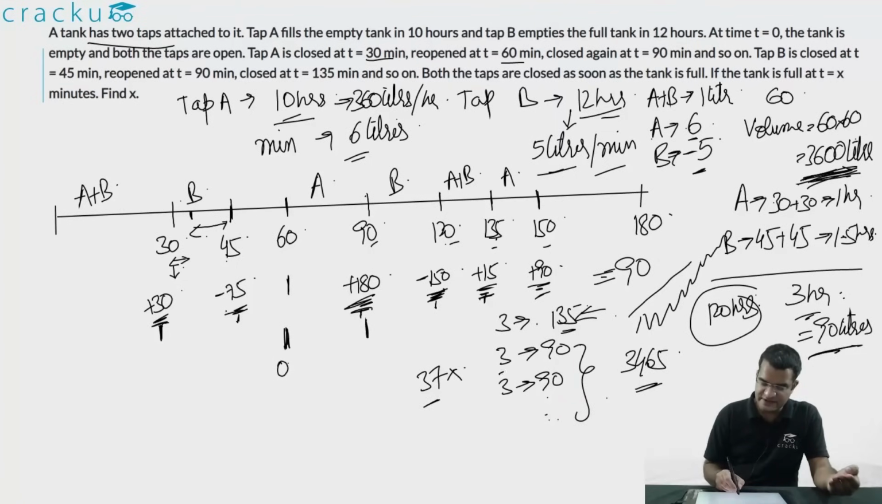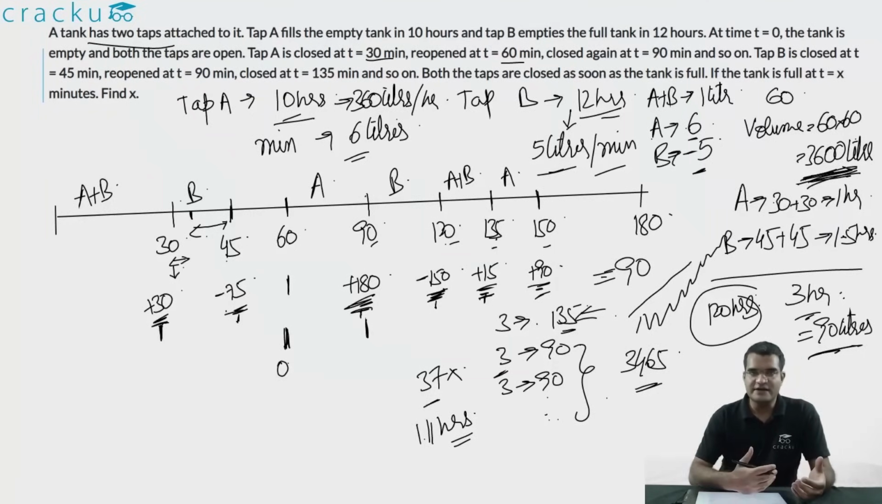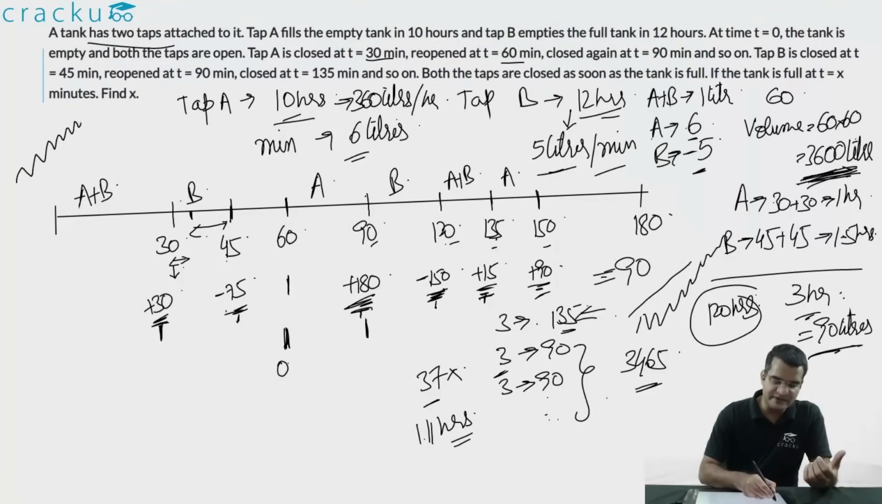So 37 into 3 hours is 111 hours. We are just getting the total volume that is filled to be close to 3600. Then we will again manually see how much water is filled in. Again, just to reiterate, the reason we are doing it is because the water is being filled in a zigzag manner. It is not being filled in a straight line manner where we can just use ratio and proportion.